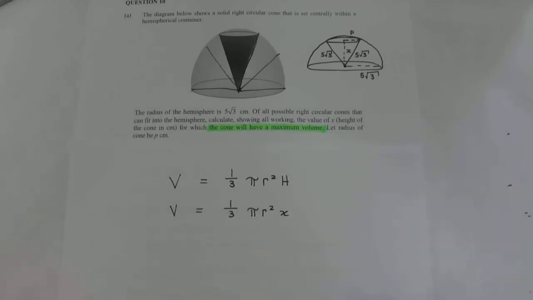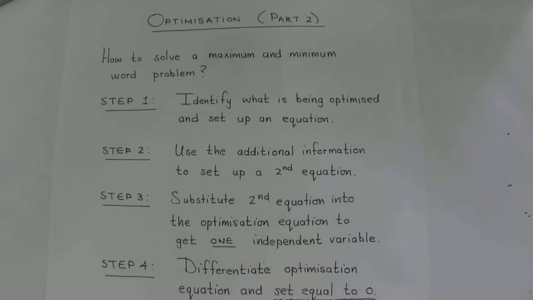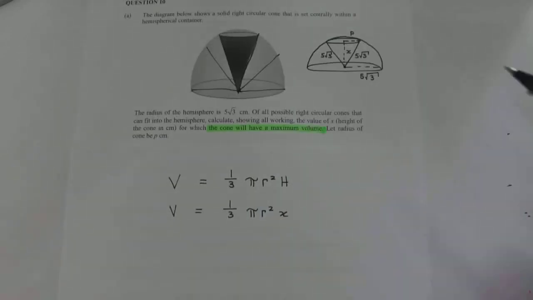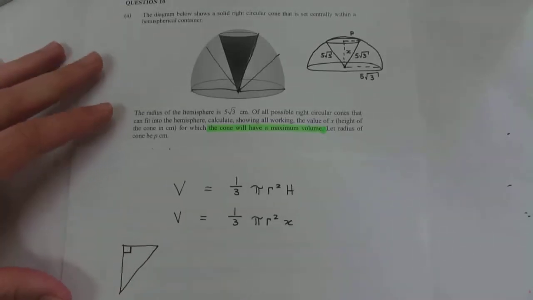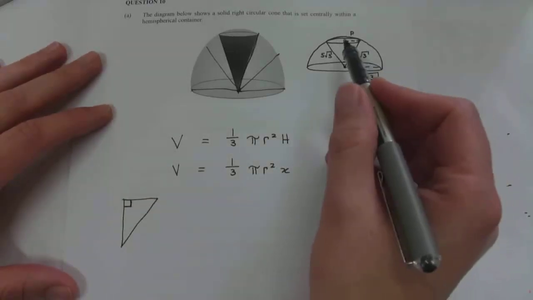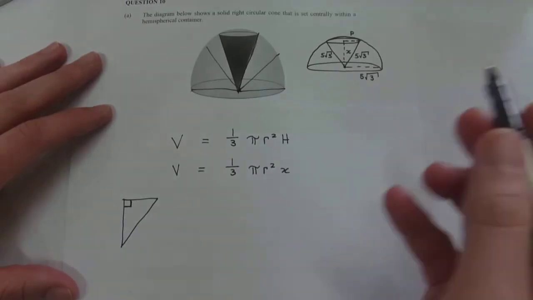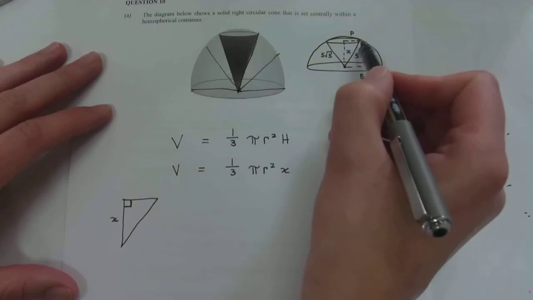Right, so now I've done step 1, I've identified what is being optimized, and I've set up an equation. Step 2, I now need to use the additional information to set up a second equation. Now the additional information is located right over here, and I'm just going to redraw it, hopefully so you can see it. Hopefully somebody is shouting or thinking, hey, look at that, Pythagoras. Definitely. There's a Pythagoras right over here. That is additional information. Where this is x, this specifically is the radius of the cone, which is p.